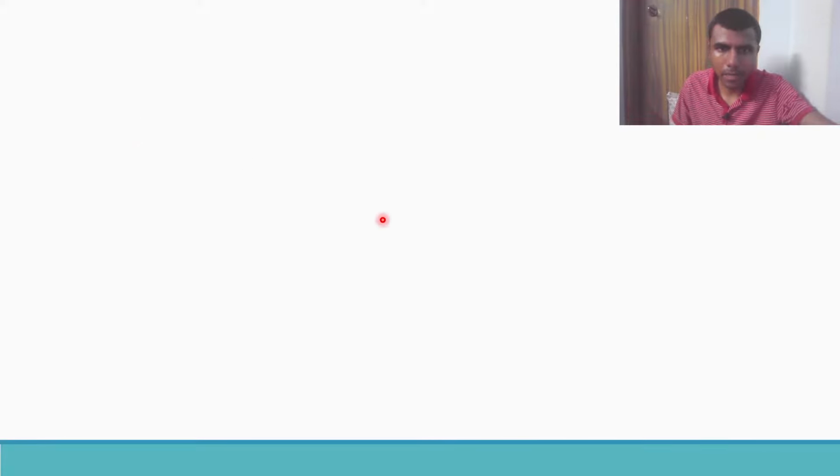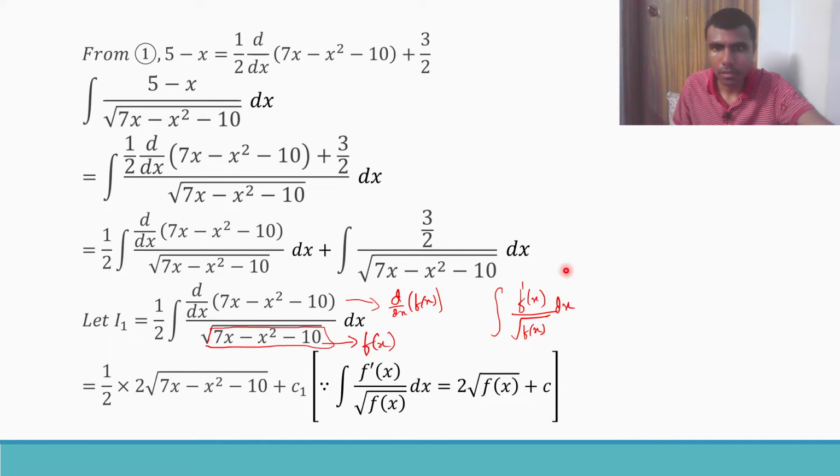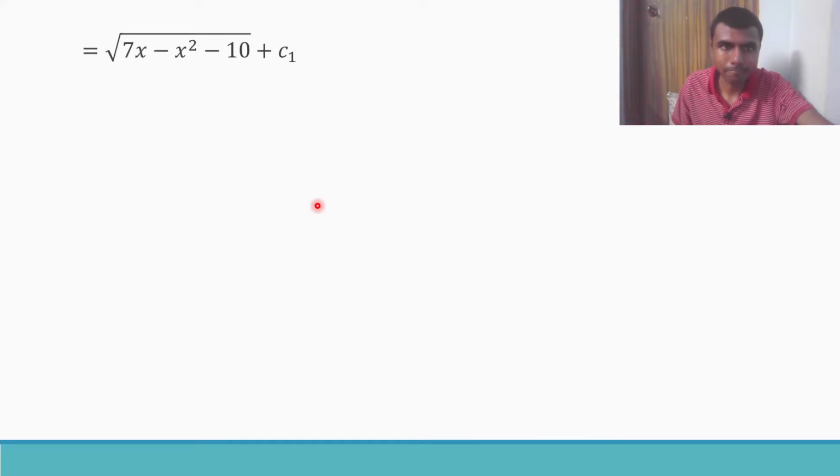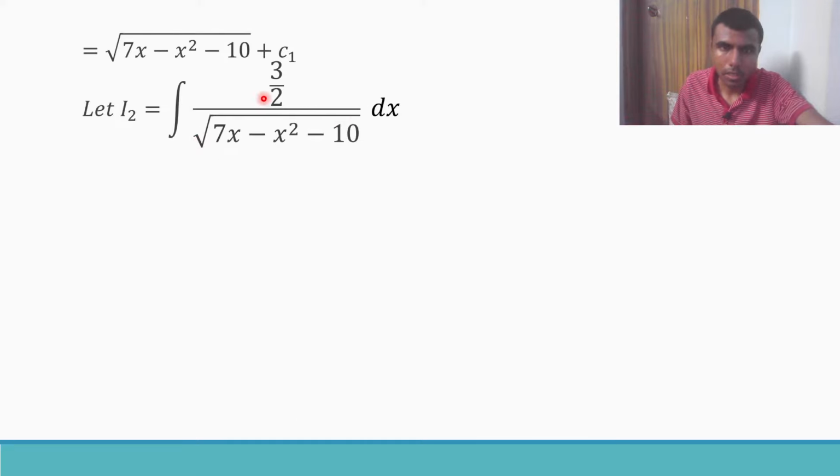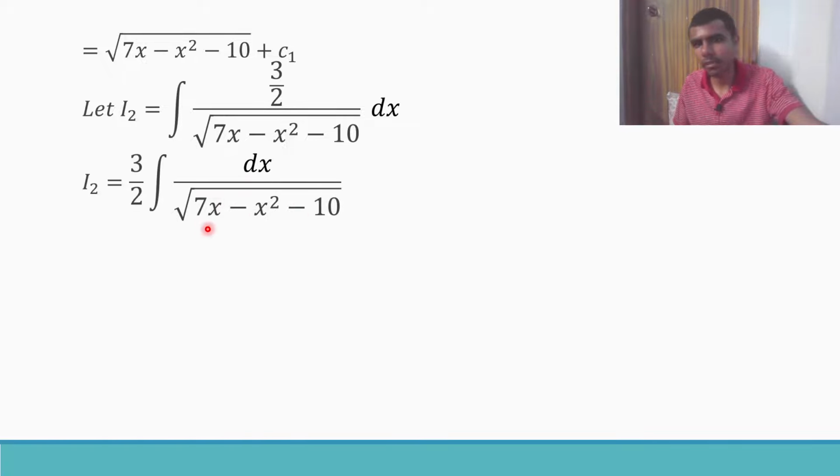I told you, I am taking this as I2. This is my I2. Integral 3 by 2 by under root 7x minus x square minus 10 dx. Now this 3 by 2, since it is a constant, you can keep it outside of integration. So 3 by 2 integral dx by under root 7x minus x square minus 10. Okay, let's take a small break before integrating this.